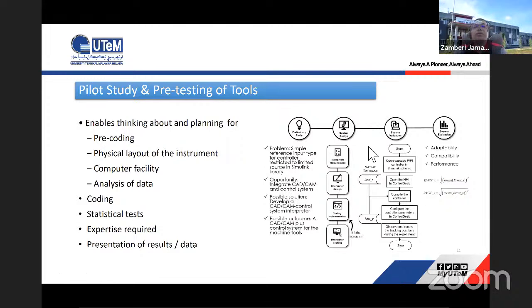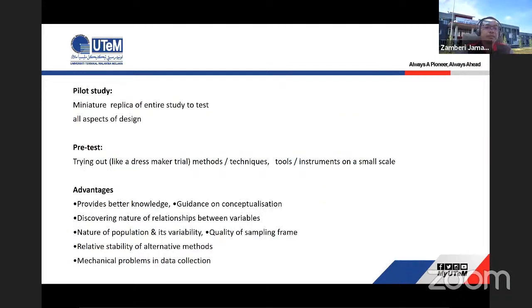So this is a very nice way whereby we already map our research methodology in terms of the designs, the software parts, the hardware parts, and the system validation and evaluation, whether the adaptability, compatibility, and the performance-wise. So I would very much encourage all of you to take a look at this way, and it could be very helpful.